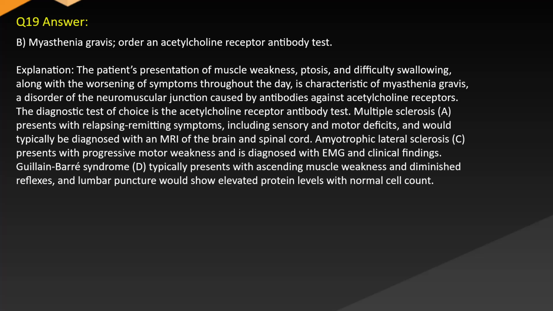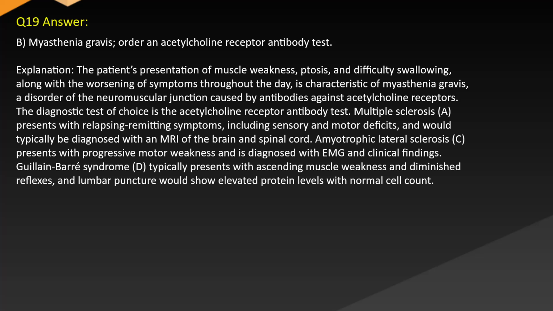Answer: B. Myasthenia gravis. Order an acetylcholine receptor antibody test. Explanation: the patient's presentation of muscle weakness, ptosis, and difficulty swallowing, along with the worsening of symptoms throughout the day, is characteristic of myasthenia gravis, a disorder of the neuromuscular junction caused by antibodies against acetylcholine receptors. The diagnostic test of choice is the acetylcholine receptor antibody test.